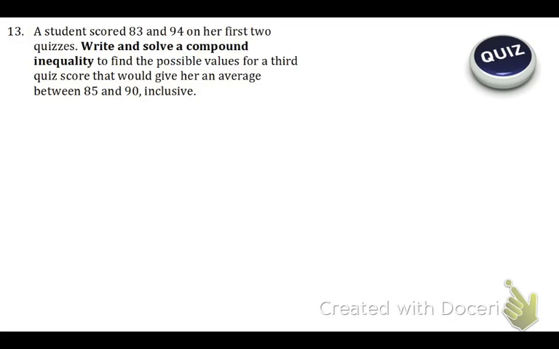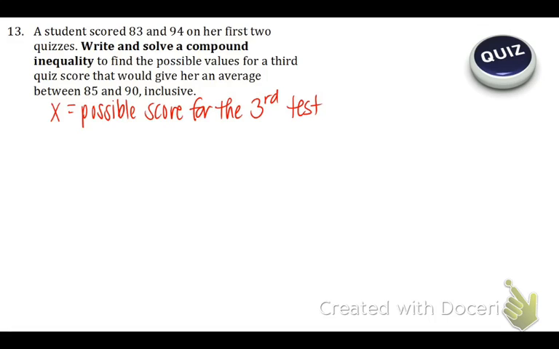So first of all, let's define our variable. Let's use our x and say that that is the possible score for the third test. We're going to use the same format that we did for a problem like this in the bell work we did together. So our lowest score should be an 85, and our highest should be a 90, and we're going to be working in the middle. So our first two scores are right here.